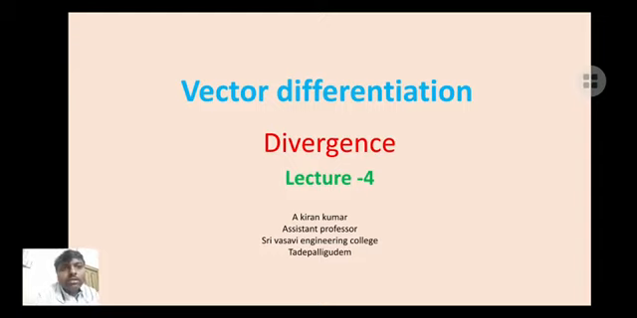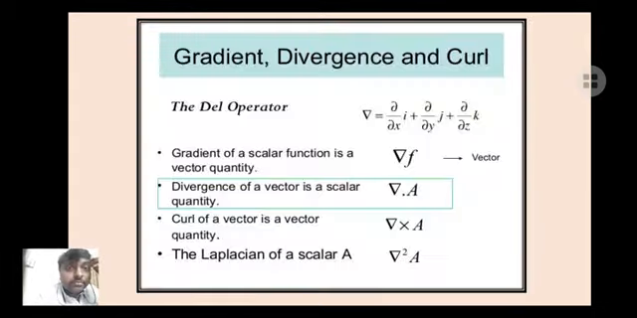In the vector differentiation lecture series, today we discuss lecture number 4, divergence. In the previous lectures, I discussed the vector differential operator, gradient of a scalar point function, directional derivative, and angle between two surfaces. Today we discuss divergence.